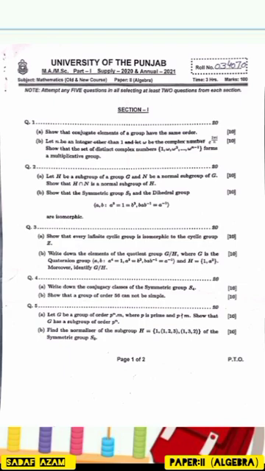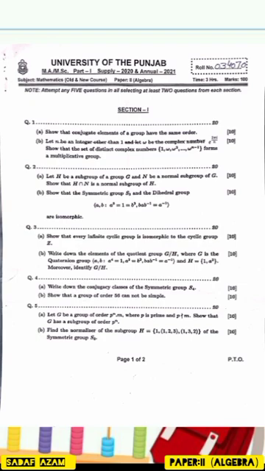Question number 3A. Show that every infinite cyclic group is isomorphic to the cyclic group Z. B. Write down the elements of the quotient group G over H, where G is the quaternion group ⟨a, b : a^4 = 1, a^2 = b^2, bab^-1 = a^-1⟩ and H = {1, a^2}. Moreover, identify G over H.